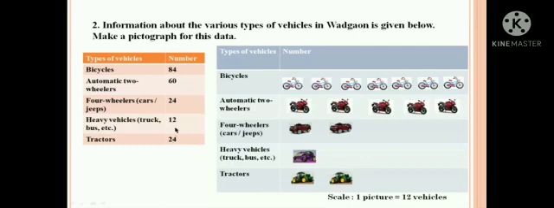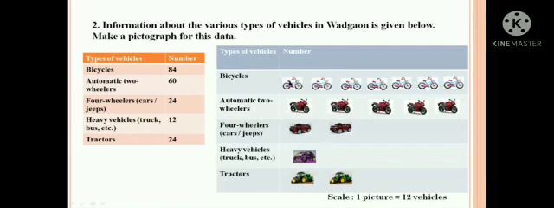Now which is the least number over here? 12. Yes. So in the scale, what will you give? One picture is equal to 12 vehicles. Now you can draw any of the vehicles or you can draw any picture. It's up to you. So let's begin. Now what will you be doing? Again you have to make two columns. The one is what? Types of vehicles and the second is number.